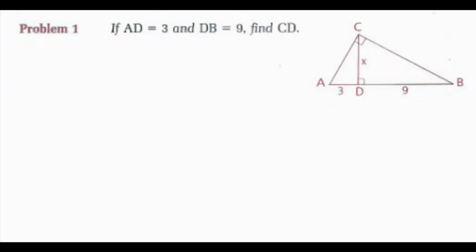Looking at our sample problems, we have problem 1. If AD equals 3 and DB equals 9, find CD. Now, there's two ways that we can solve these problems.